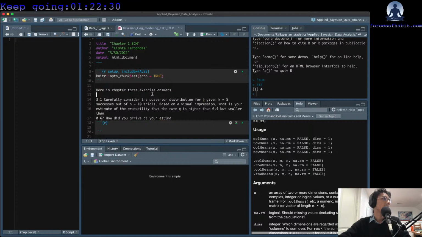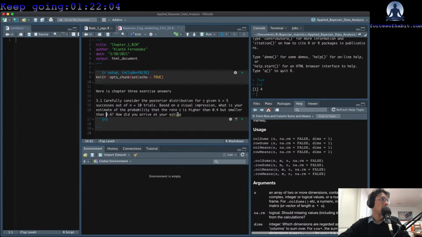So carefully consider the posterior distribution for the parameter, given that we have this data. Based on the visual impression, what is your estimate of the probability that the rate is higher than 0.04 but smaller than 0.06? Okay. How did you arrive at your estimate?